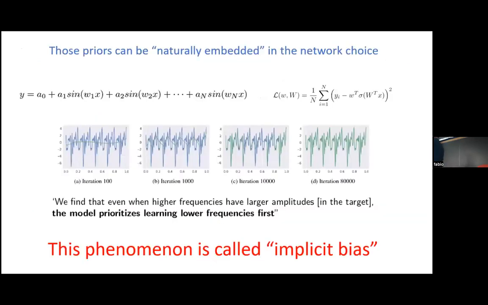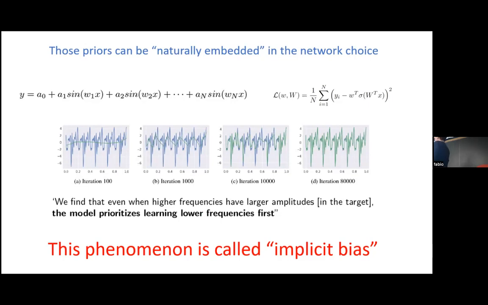So what do I mean by that? The priors can be of very different natures. This is a sort of prior which is naturally embedded in the neural network. By the way, this phenomenon is called implicit bias in the literature, and I think it's very interesting. So let me give a simple example. Suppose that your target function is a sum of sinusoids. Okay, so the function here.